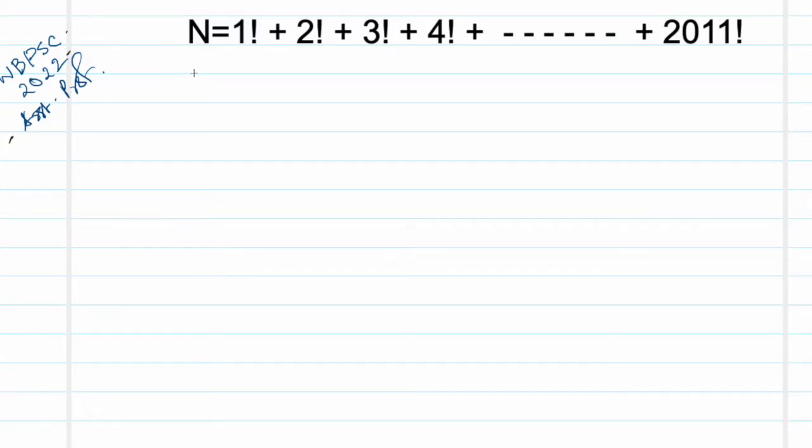So in the problem, a number n is given, which is factorial 1 plus factorial 2 plus factorial 3 plus factorial 4 up to factorial 2011. You know what a factorial is, right?